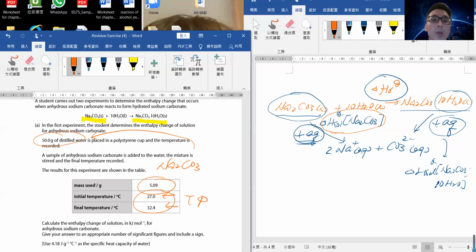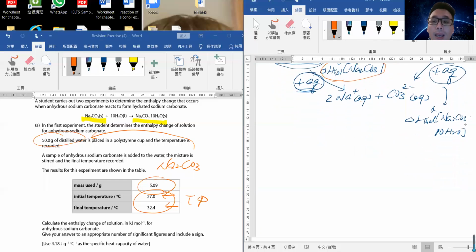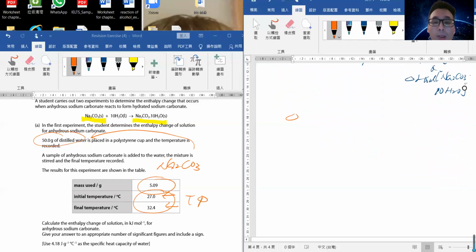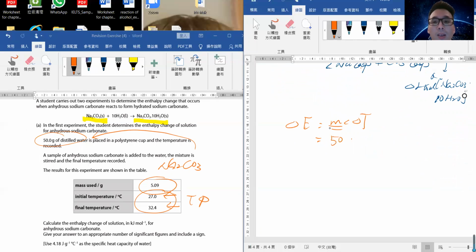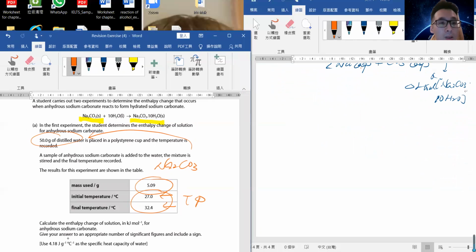So basically what we're doing is we try to work out the total energy absorbed by the distilled water, because the energy absorbed is actually the energy released by the sodium carbonate when it dissolves in water, right? So, okay, let's just do it together. First, delta E equals mc delta T, right? So the m should be the water because water is the substance to absorb the heat. So 50, and c is given here.